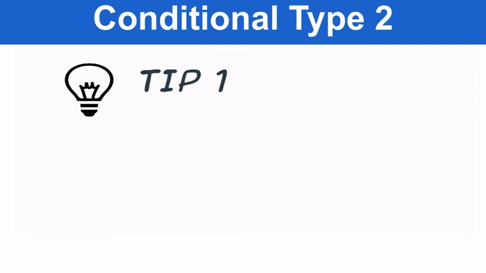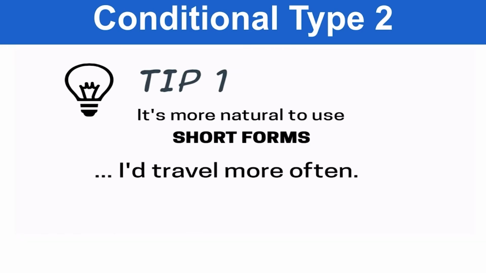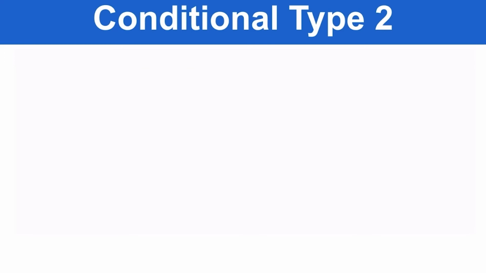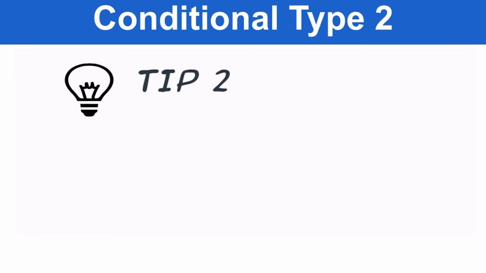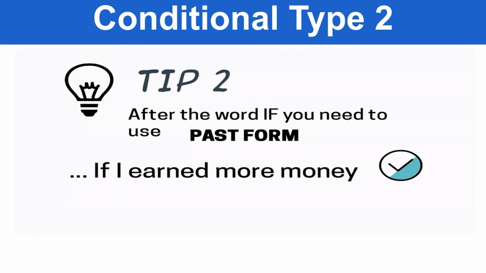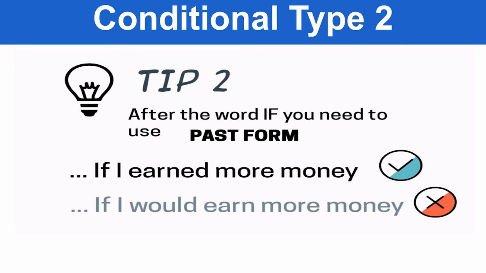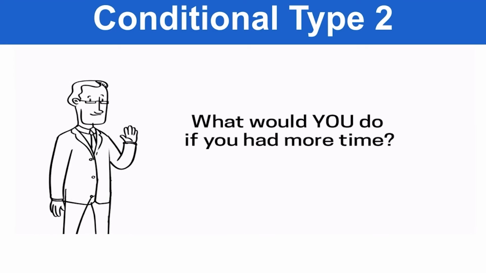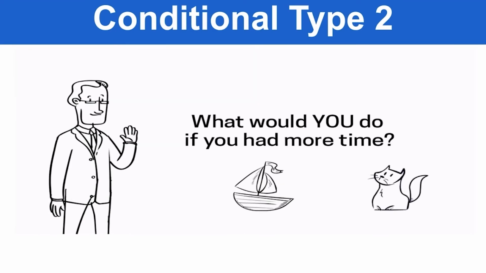Here's a tip for you. It's more natural to use short forms. I'd travel more often is more natural than I would travel more often. And tip number 2, after the word if, you need to use the past form, if I earned more money, and not if I would earn more money. And what about you? What would you do if you had more time?